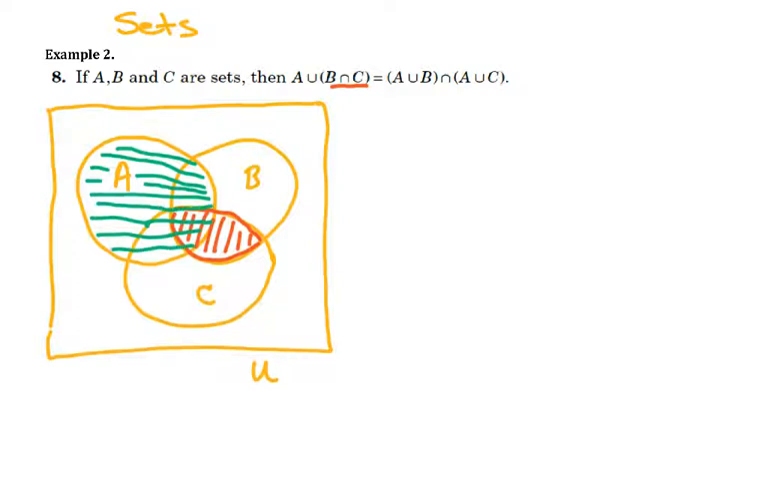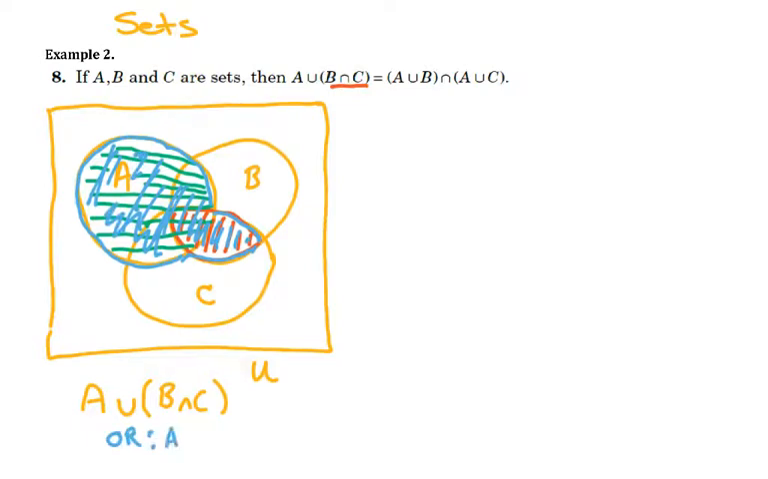Okay, so now what are we looking for? We're looking for A together with the intersection of B and C. So we want all the shaded region. So it's this whole thing, sort of funny looking shape. If I now shade all of this in blue, that represents the set we're talking about. So when it's or, you want any area that's shaded.